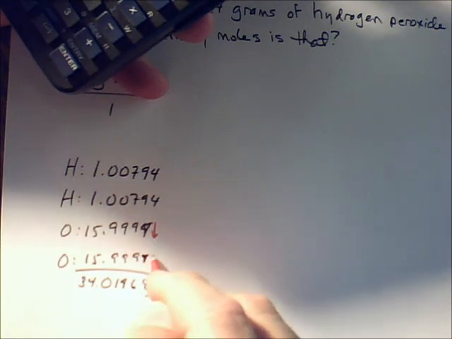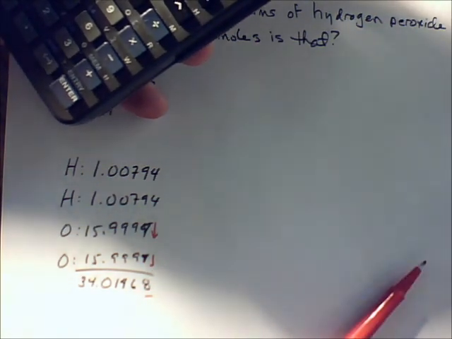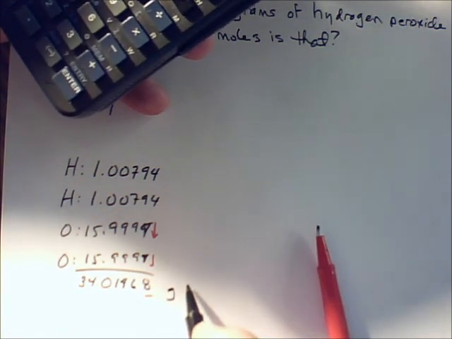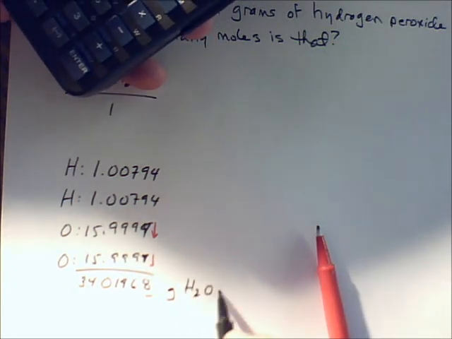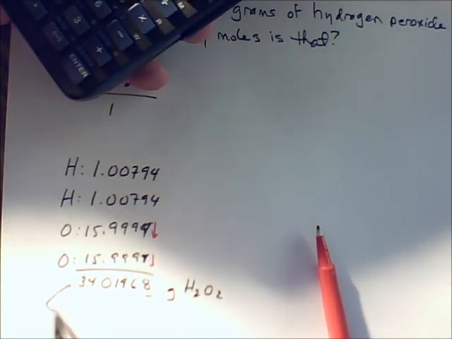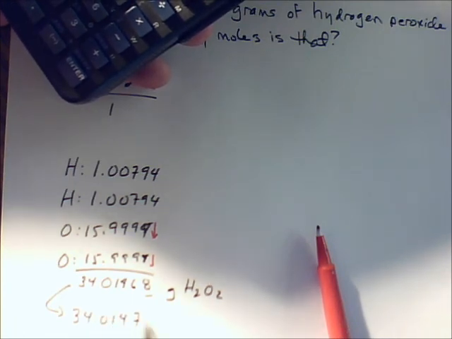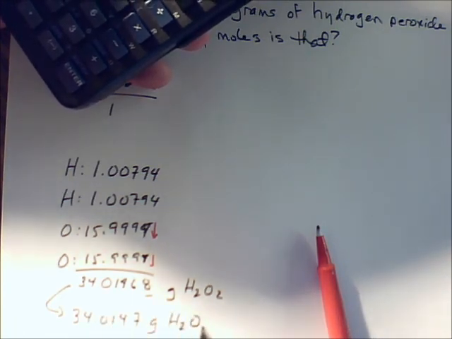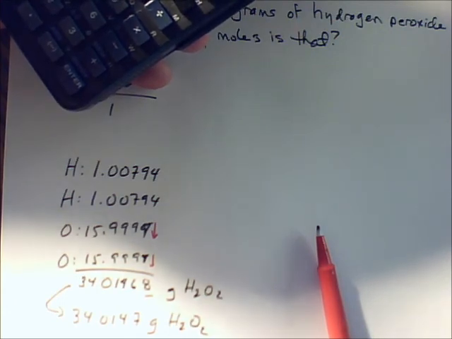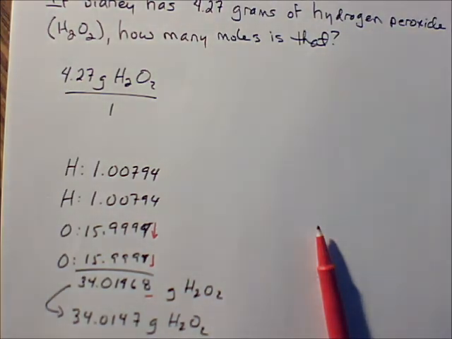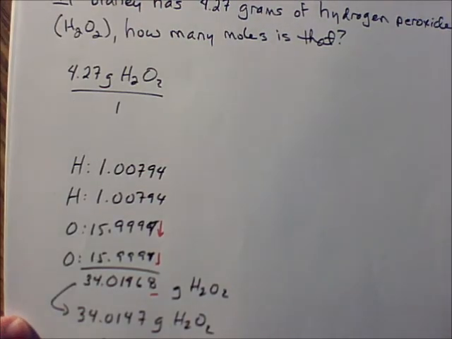Okay, so you got a couple empty slots over here. This is grams of H2O2. And I need to round that off to 34.0147 grams of H2O2 equals 1 mole of H2O2. So now I have an equality statement, and from the equality statement you can always write a conversion unit.